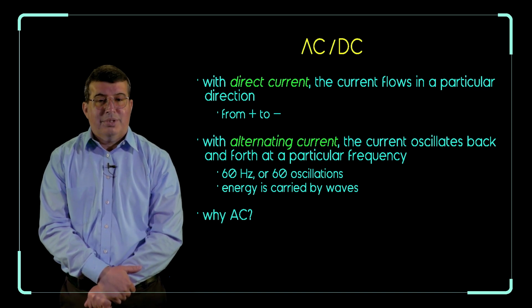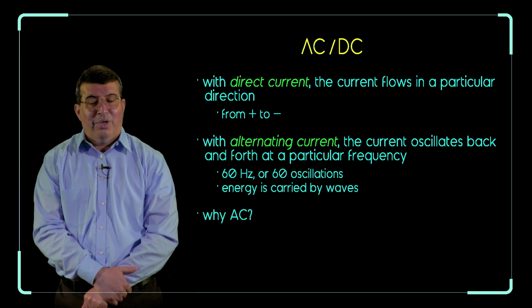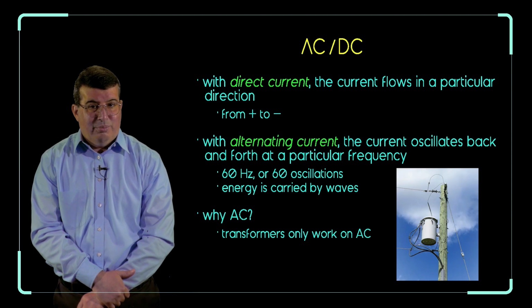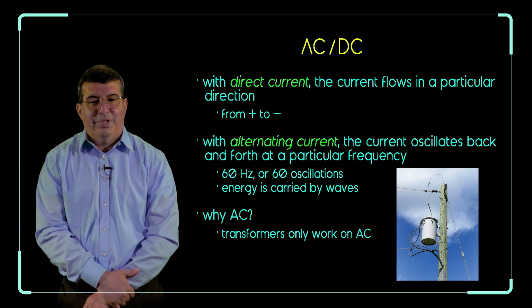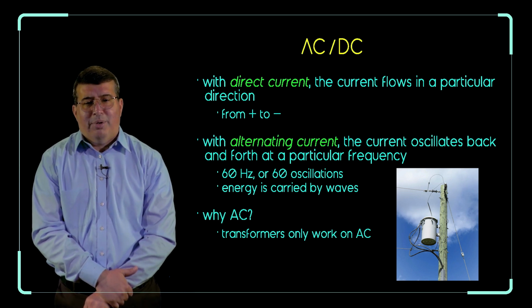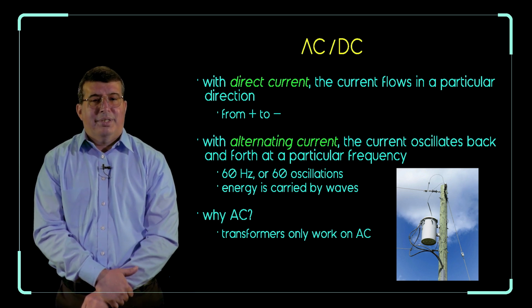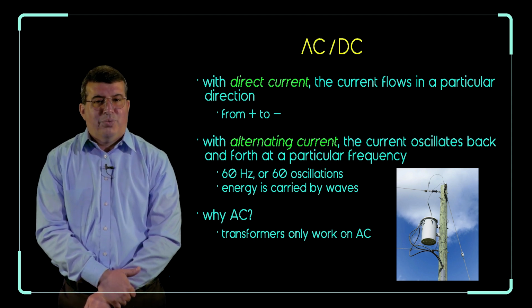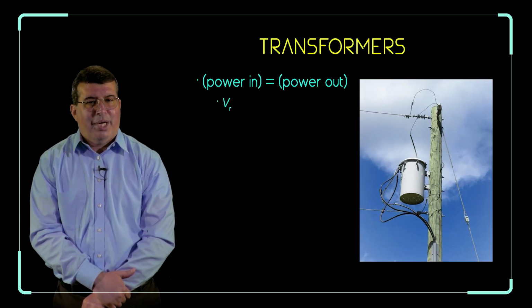Why did it win out? Alternating current won out because of transformers. And transformers only work on alternating current. Here's a picture of a transformer that you might see outside of your house. If you go out and look up on the pole, you might see one of these canisters. It might not be up on a pole. If you live in a more rural area, it might actually be on the ground. But these are transformers. And the rule of a transformer is that power in equals power out.